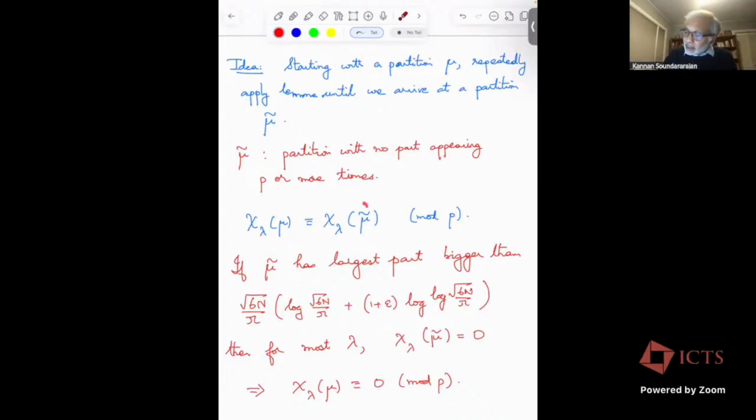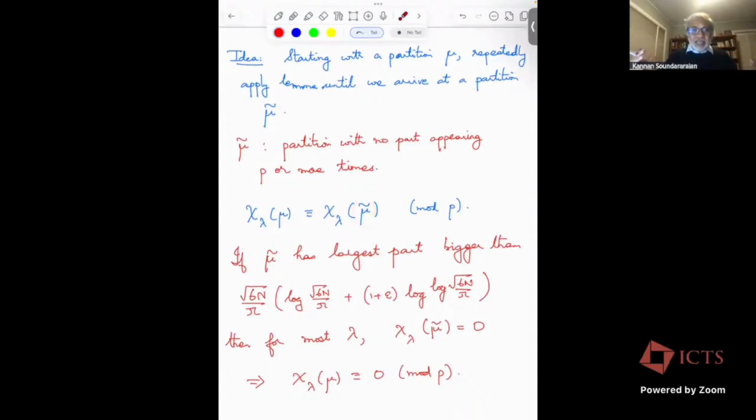Now, this mu tilde is likely to have a large part because what I've done is I've taken a bunch of parts in mu and combined them into getting bigger and bigger parts. Now, if it has a part which is larger than the threshold for T-cores that we looked at, then I would know that this value is likely to be 0. But if this value is 0 on the nose, then that value is going to be 0 modulo p.